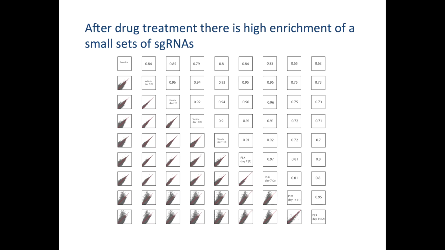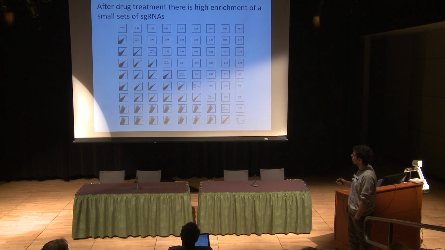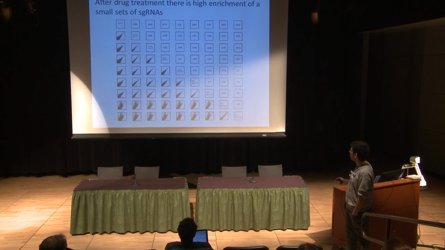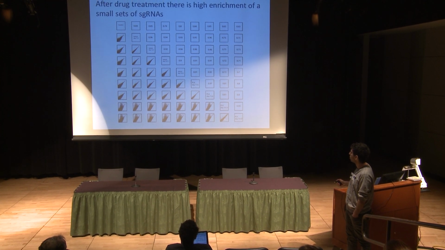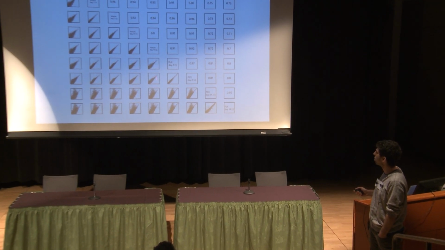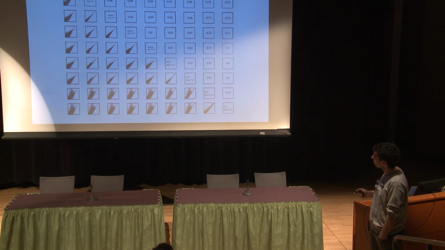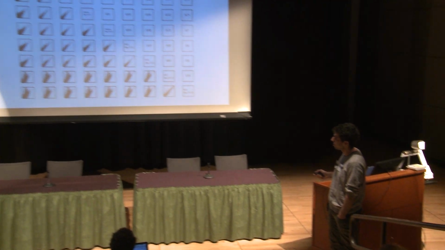samples. This is just to throw some data at you, so you'll believe what I'm saying. Here you see, for example, a comparison between two biological replicates of control at day 14, and you see that the sgRNA representation is pretty nicely correlated. But here, if you compare PLX day 14 to the control day 14, then you see the enrichment of a small group of sgRNAs, okay?